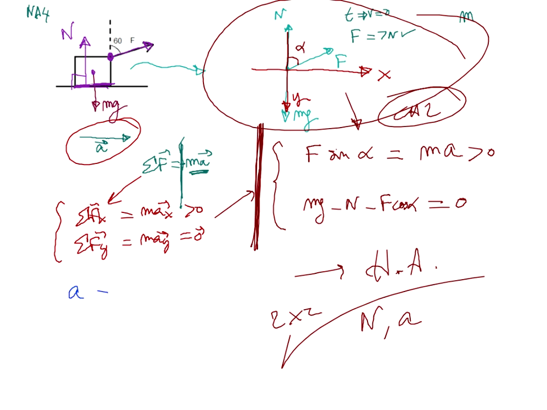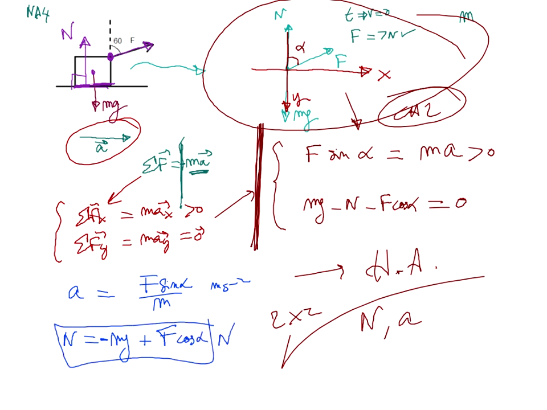Otherwise, your value for the acceleration will be F sine alpha divided by m. You know F, you know m, boom. That's meters per second squared. And your normal force will be mg minus mg plus F cosine, and it better be positive. If your N ends up being negative, you know you goofed somewhere. If your N is negative, then we have problems.